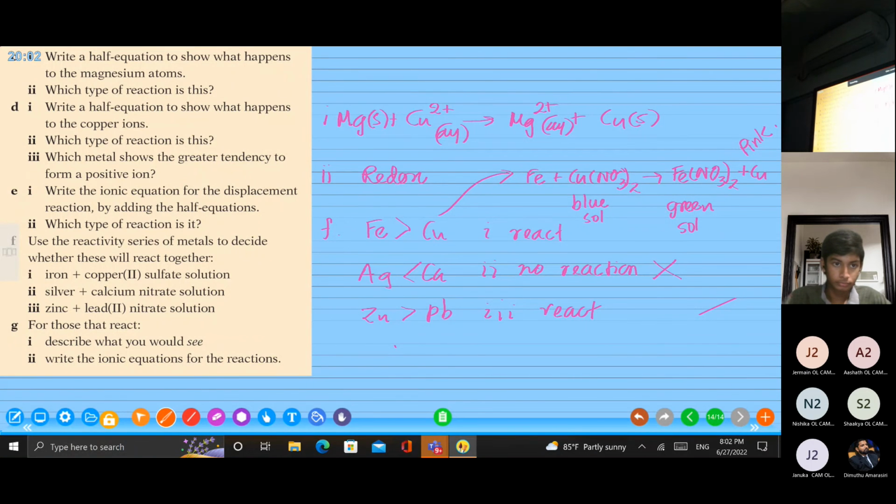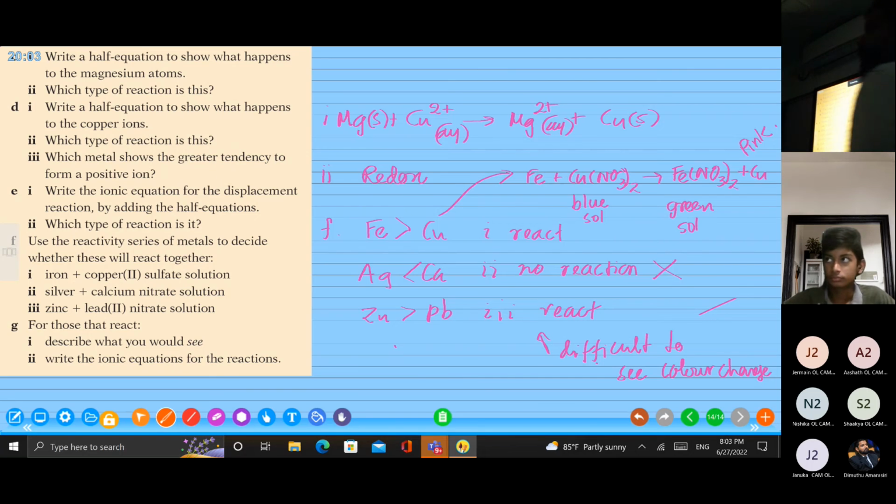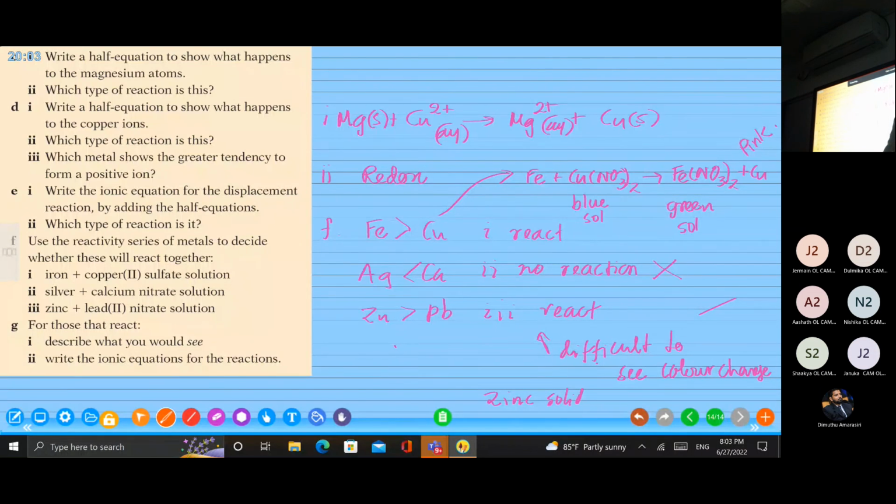What about zinc and lead sulfate? Zinc is silver and lead is silver, so it's a little difficult to identify a color change. If there is a transition metal, it's easy, but if not, it's a little difficult. Here it's difficult to see a color change. The only thing you can see is the existing metal dissolving. The zinc solid dissolves. That's the only observation you can see.